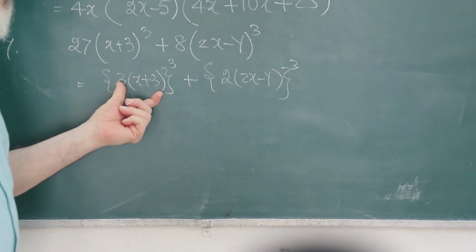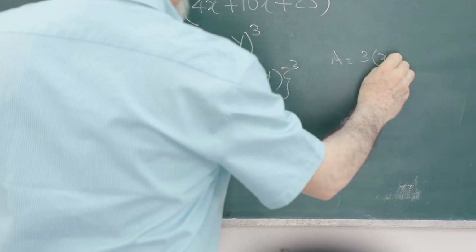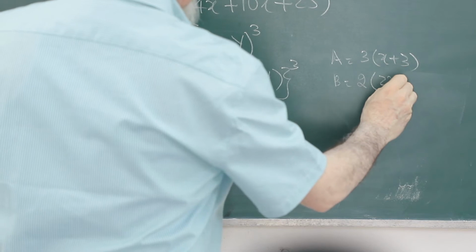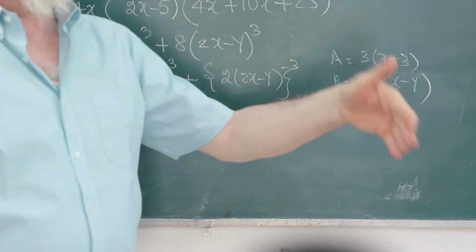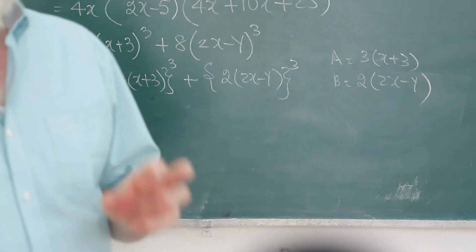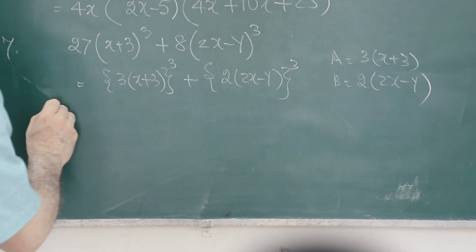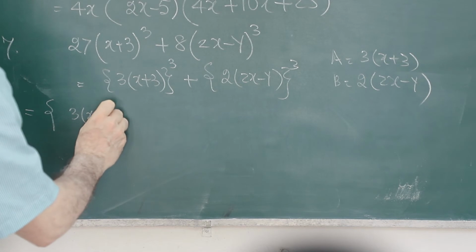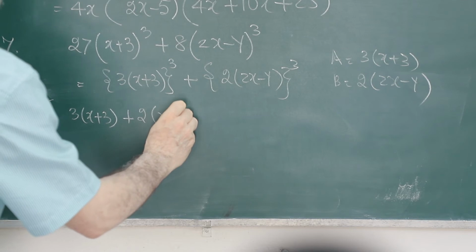Now it is a cube plus b cube, where a is 3 into x plus 3 and b is 2 into 2x minus y, so that you don't get confused. That is why I am telling you, but once you get into the practice, you will be able to do it very easily. It's a direct application of the formulas. A cube plus b cube has a plus b as the first factor. So the first factor is 3 into x plus 3 plus 2 into 2x minus y.